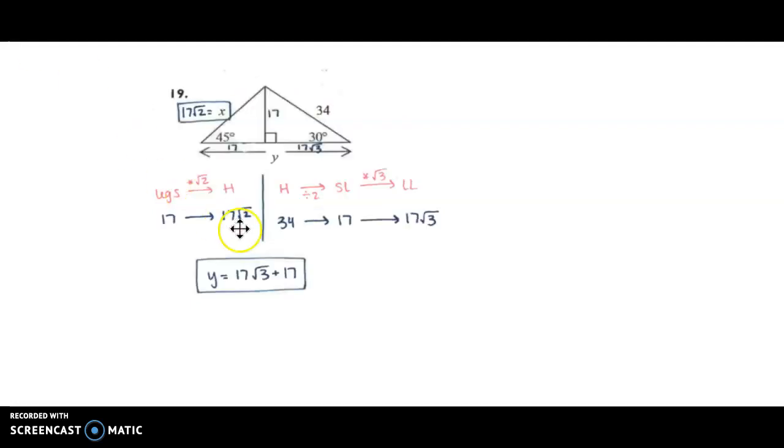And then 19 is a good one. It's a mixture. It's a combination of 45, 45, 90 and 30, 60, 90. This one would be a good one to go over.